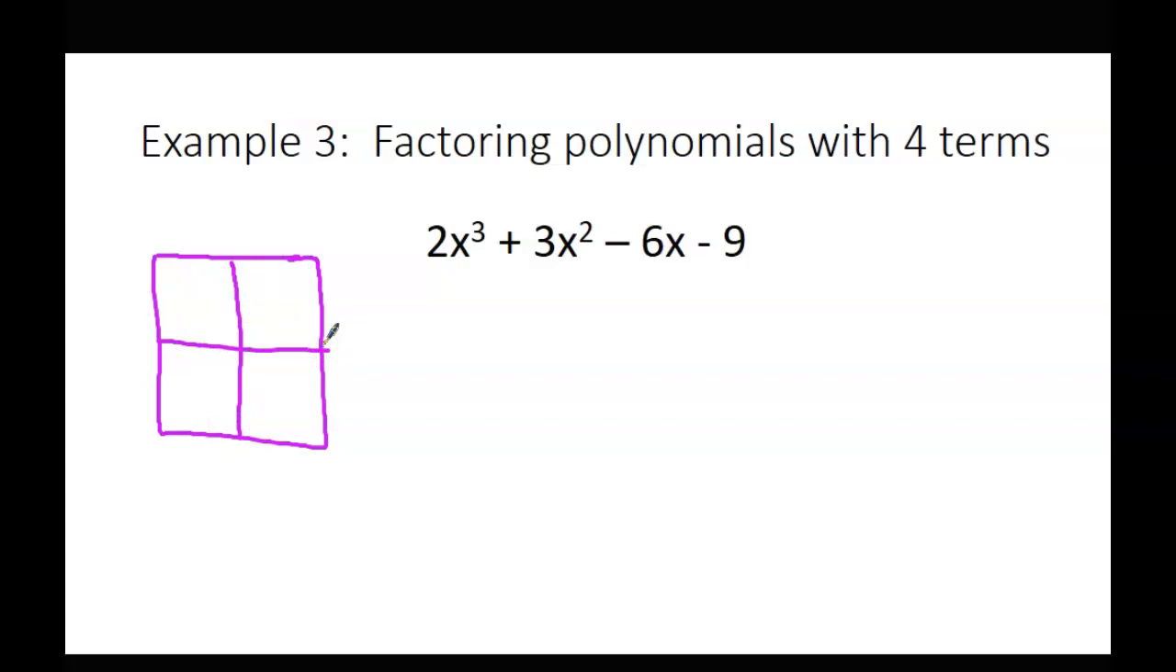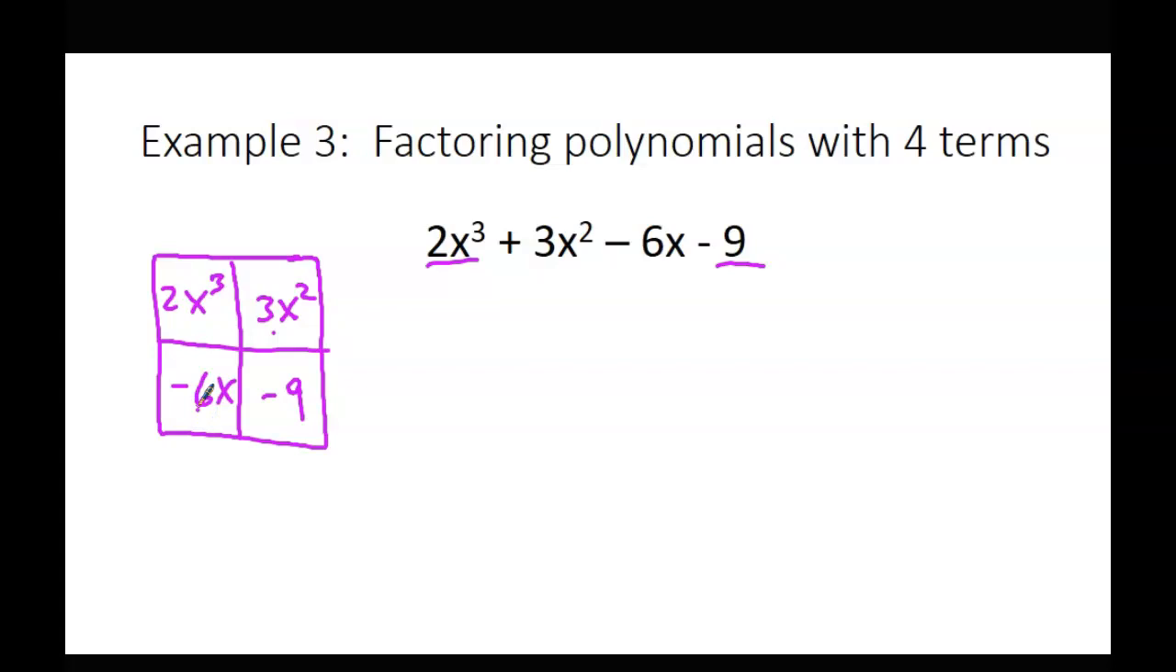The first one goes here in the front. The last one goes in the bottom, just like last time. But the other two go in the other two boxes. They can go either here or here. It doesn't matter. They're interchangeable. You'll get the same answer.